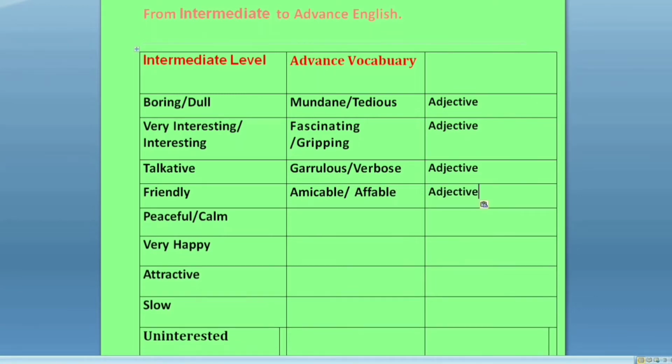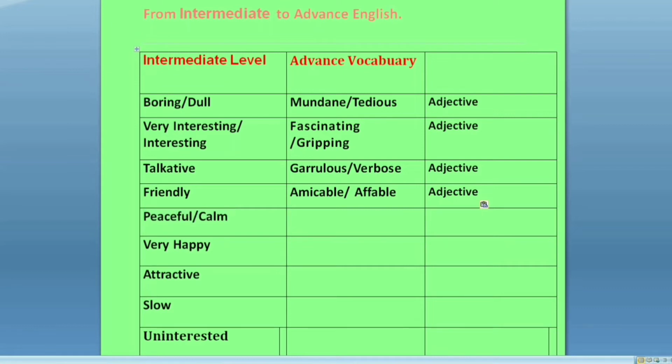It is commonly used and it is also an adjective. So the advanced vocabulary which you can use in place of friendly is amicable. Let me pronounce it. It's amicable. Or you can use the word affable, right? Affable is also a synonym of friendly. So you can use either one of them, amicable or affable, and the form is adjective.